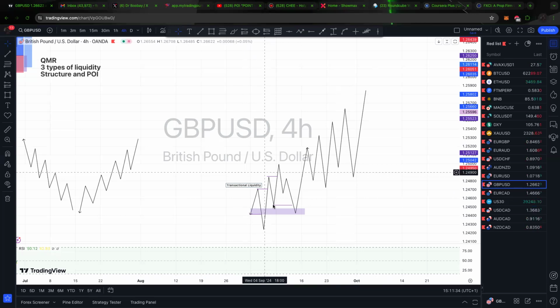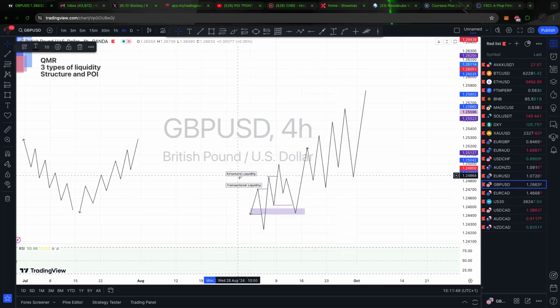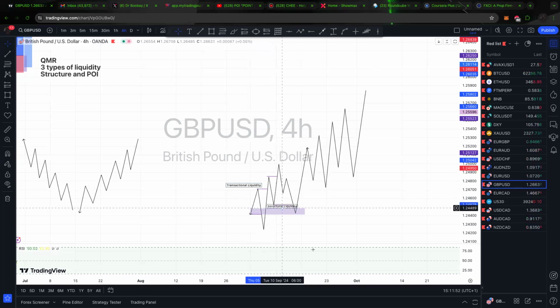After it created the structural liquidity right here, it broke structure again. This structural liquidity right here. It broke structure again, and it took out the transactional liquidity. Why is it transactional? Because it keeps breaking structure.